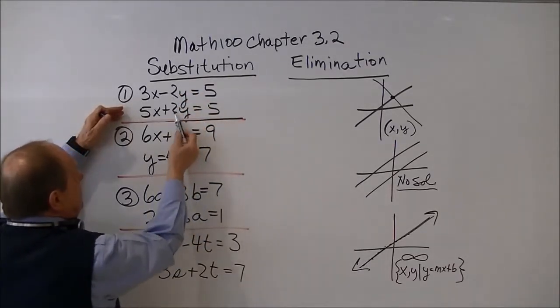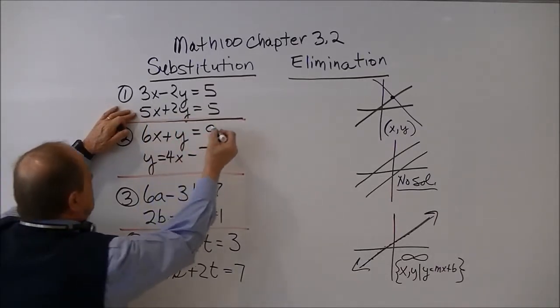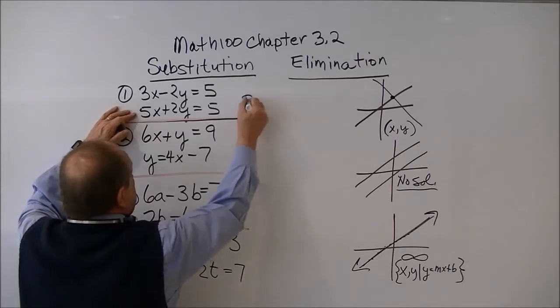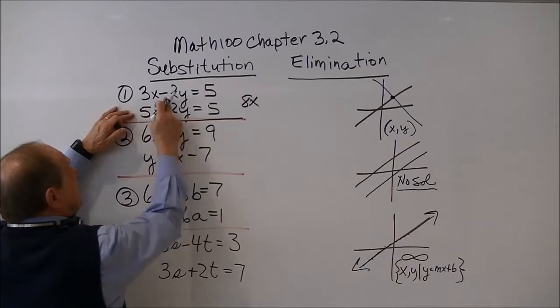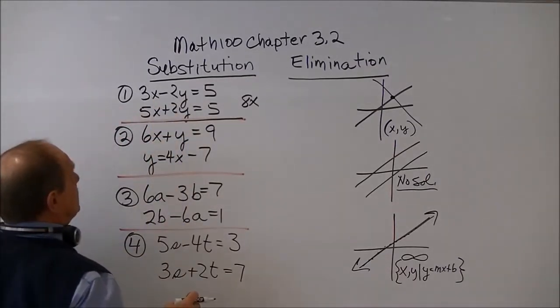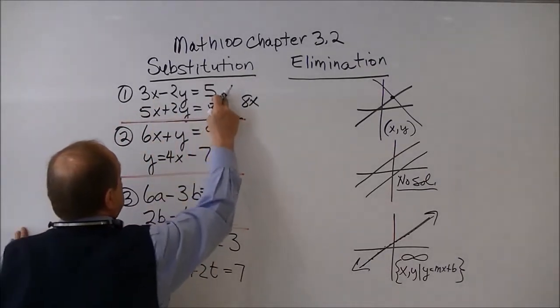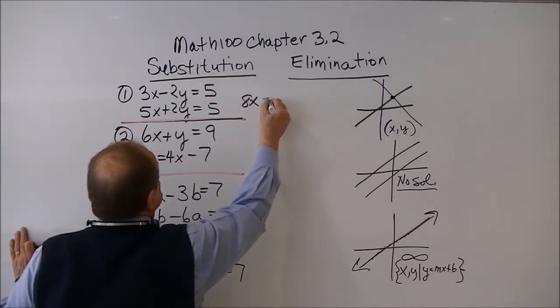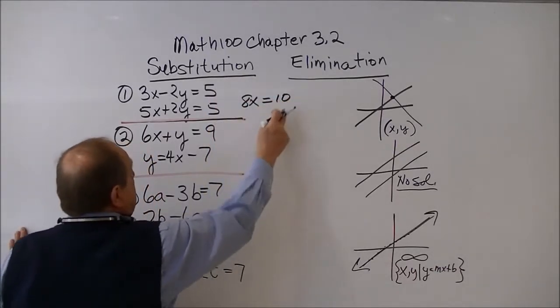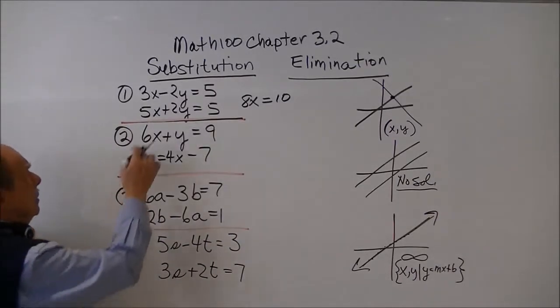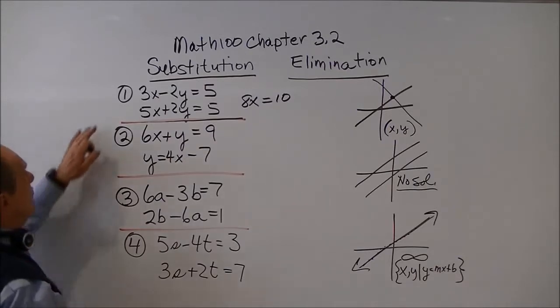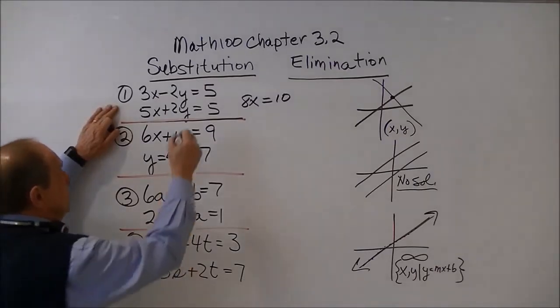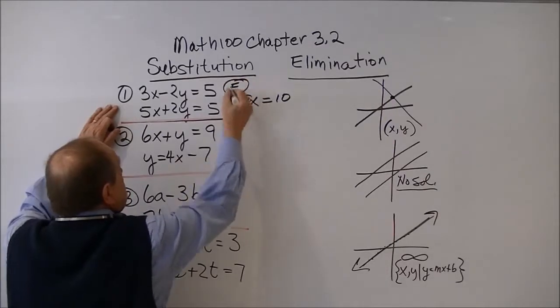So if we added up this particular system of equations, what we would have here is 8x as we add this up. Here, these would cancel out because they're additive inverses of each other. And then this would add up to 10. So we'd have 8x equals 10. We have eliminated the y's. So for number 1, we would use elimination.